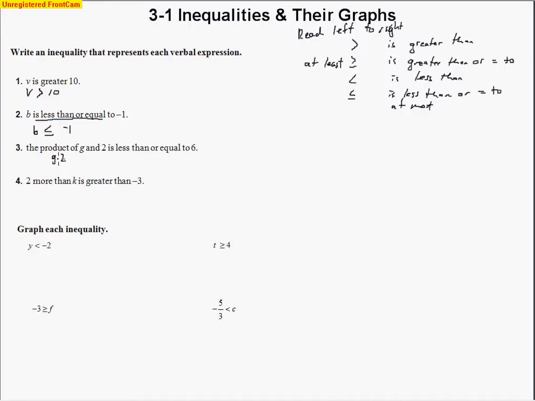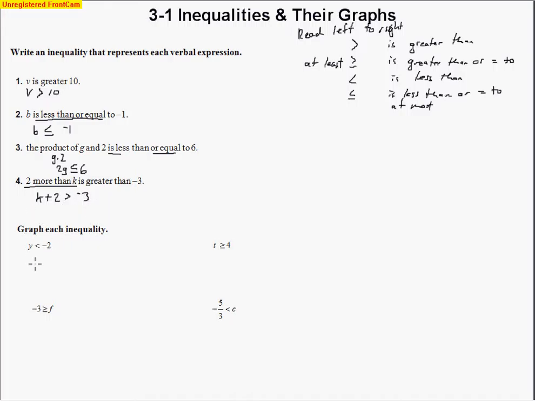The product of g and 2, so g times 2. Now typically, rather than showing it that way, I like to show it this way, 2g. It's less wordy. We have fewer symbols going on, easier to understand. So g times 2 or 2g is less than or equal to 6. That's the way I would write it out. 2 more than k. Whenever I write this, see, it doesn't say 2 is more than, it just says 2 more than. So that means I'm adding 2 to k. So it's going to be k plus 2 is greater than negative 3, and that would be my answer.